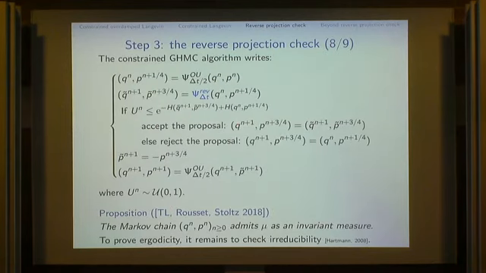So this is the final algorithm if you want. I just replace psi delta t here by psi delta t rev. Now I have an algorithm which is fully implementable and which indeed admits mu as an invariant measure. And then to prove ergodicity, you have to check the reducibility, which can be done. It's a separate issue. You have to check that for any point, you can find a velocity to go to any other point.